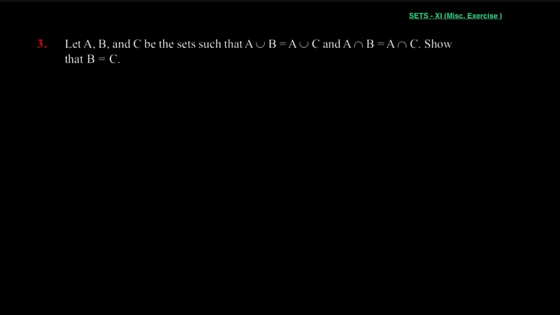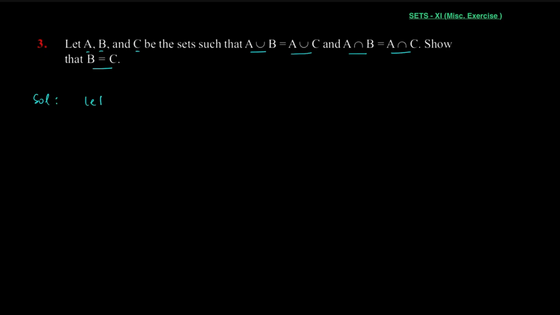Towards the next question, question number 3. Let A, B and C be sets such that A union B is equal to A union C and A intersection B is equal to A intersection C. Then show that B is equal to C. Now let us see how this question will be solved.